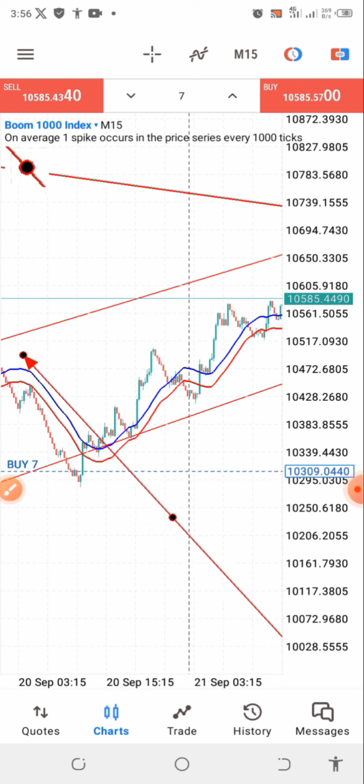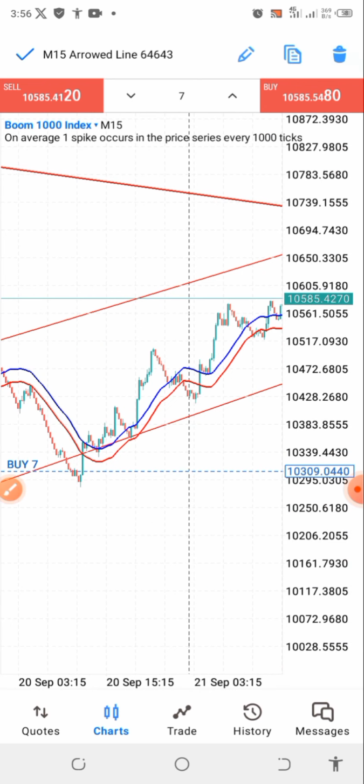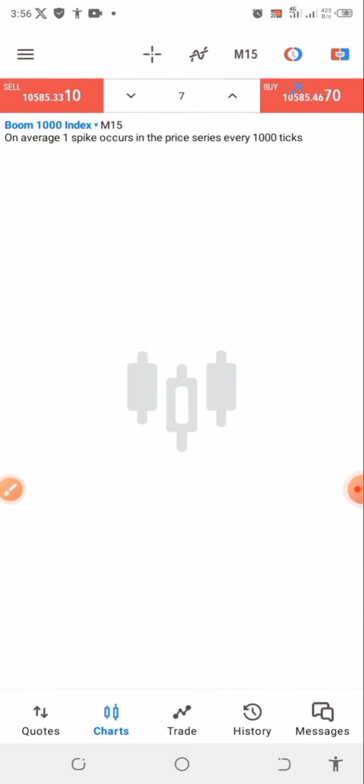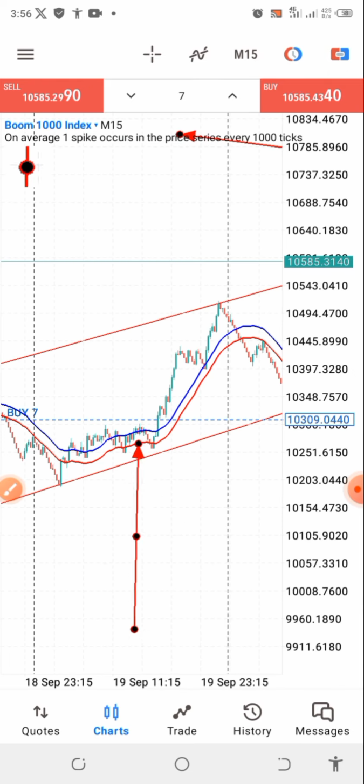You can see what happens right here. When it crosses over this area, you can see multiple rejections right at this area. Whenever it touches the red, that is for buy. Whenever you see the price touching the red envelope, that's when you're going to go for a buy.